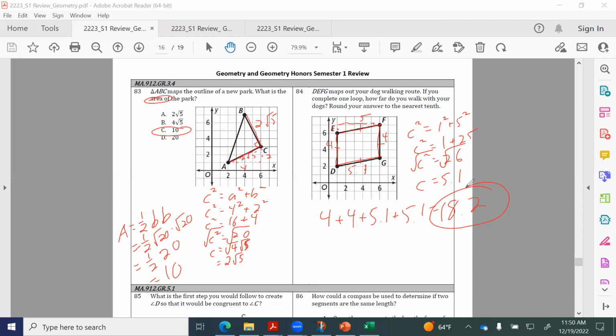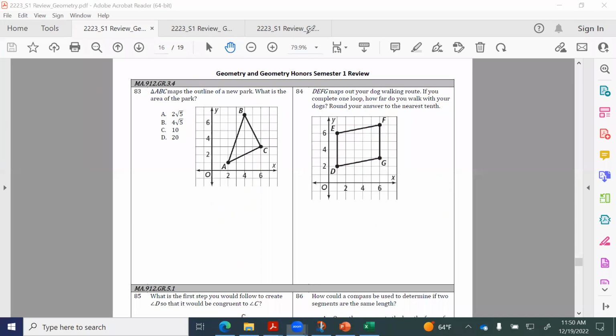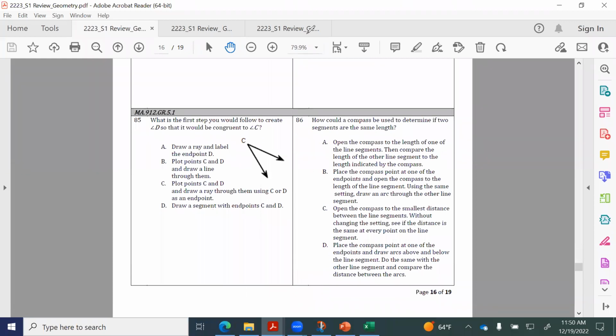All right, on the next one. Down on 86 now. 86, what is the first step you would follow to create angle B so that it would be congruent to angle C? So, the first step you would follow for angle B says draw a ray and label its endpoint D. That sounds like a good starting point because that's probably the first thing you have to do, right? You have to have something to start with. You need a ray to copy onto. You can't do anything else until you've done that. So that's the first one.